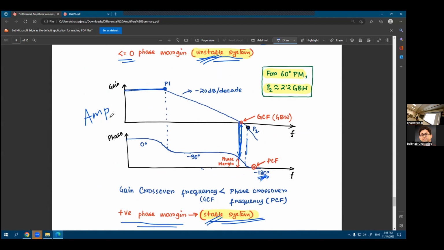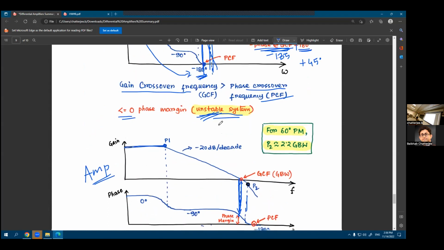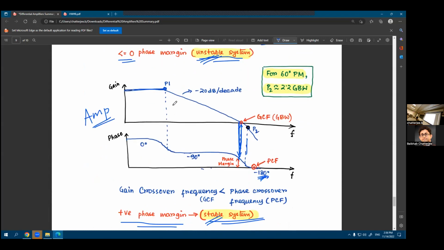Okay. So your amplifier needs to be a stable system, whereas your oscillator needs to be an unstable system. Right now we are studying amplifiers, so we are considering this case. And what is the phase margin for this stable system? You need to have a positive phase margin. And phase margin is the difference from your 180-degree phase, however far away you are.